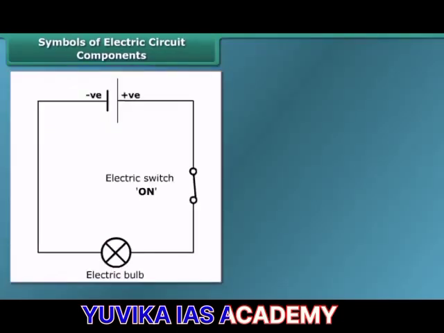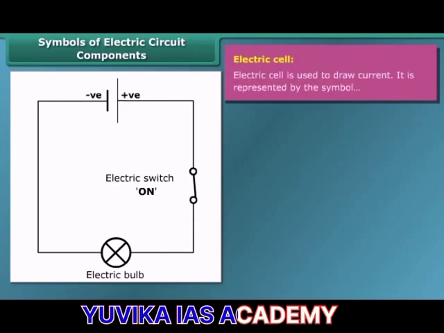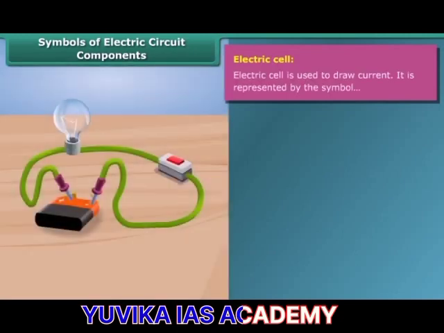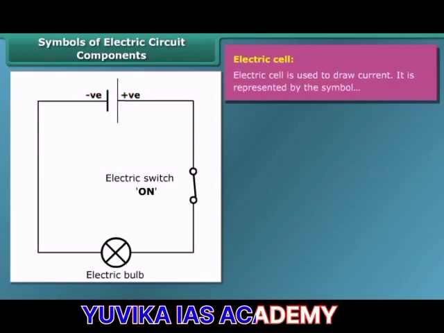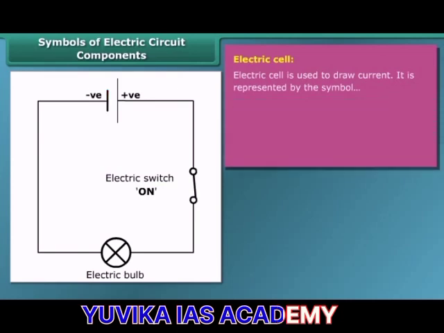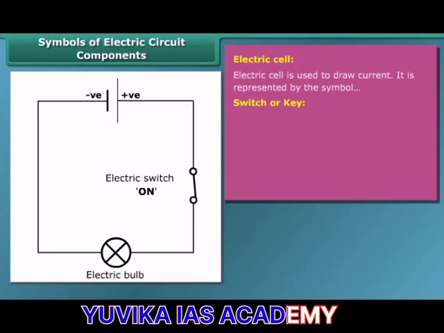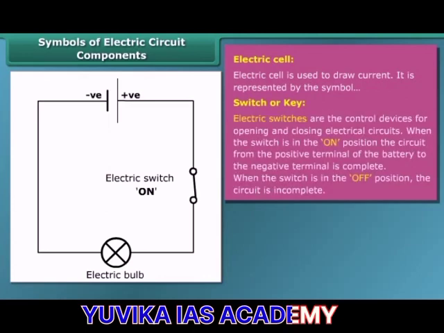Symbols of electric circuit components. Electric cell is a simple device which is used to generate electricity. Electricity is produced by chemical reactions. It has a positive terminal and a negative terminal. In the symbol of the electric cell, the longer line represents the positive terminal and the thicker, shorter line represents the negative terminal. Switch or key makes or breaks the connection in a circuit.